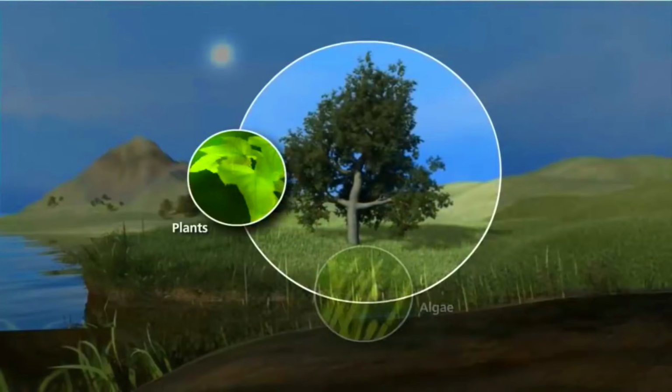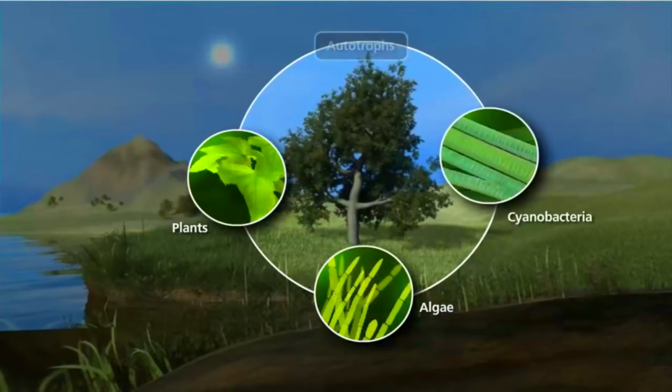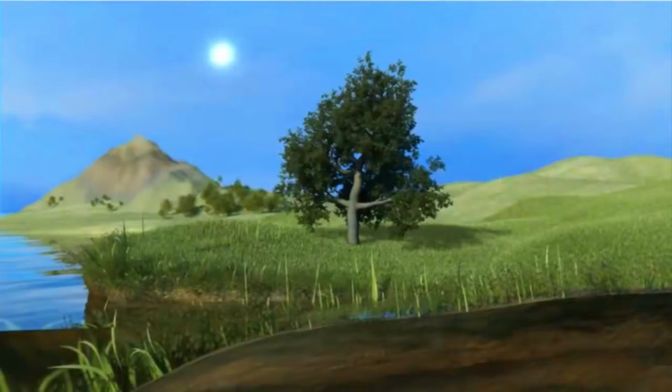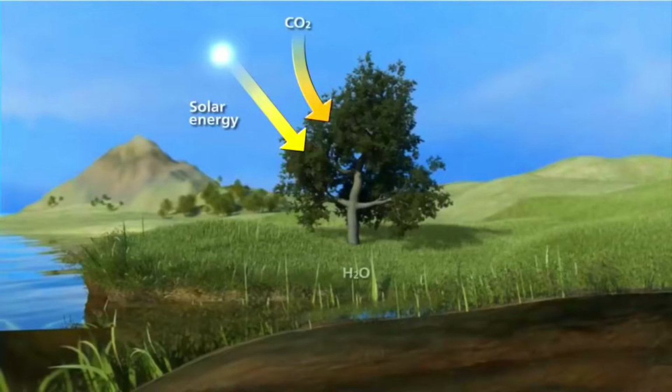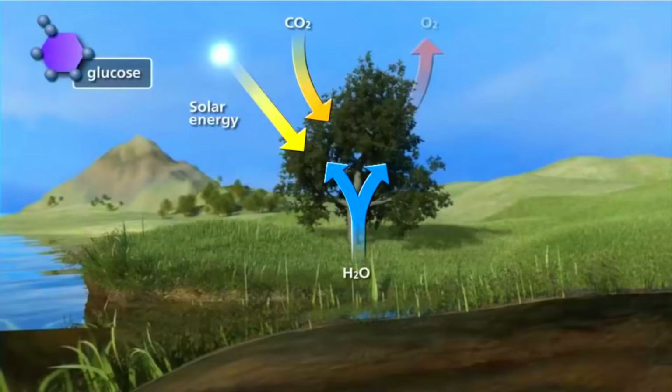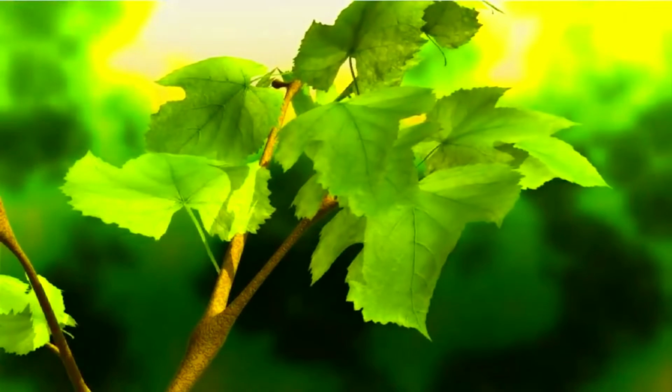A tree, like all plants, algae, and cyanobacteria, is an autotroph, an organism that produces its own food from inorganic molecules to facilitate growth. Through photosynthesis, photosynthetic autotrophs use energy from the sun to combine carbon dioxide from the atmosphere and water from the soil to form carbohydrates such as glucose. Oxygen is released as a byproduct of photosynthesis. This is where we will start to track the passage of carbon through the carbon cycle.